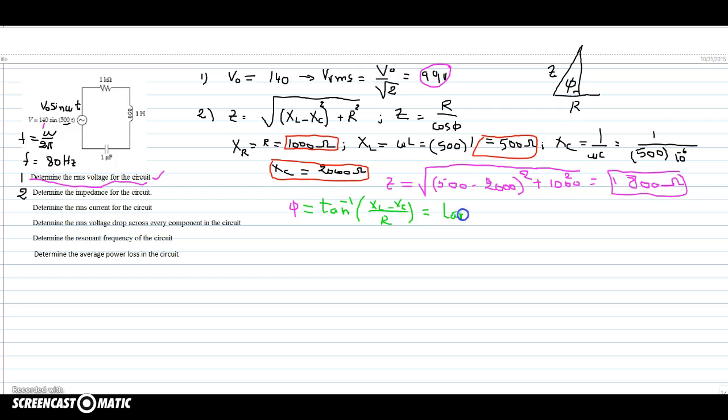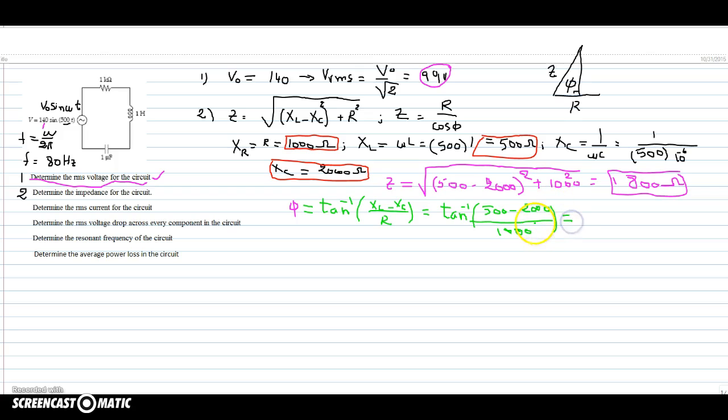I have to rush a little bit because I have only 15 minutes and the system will stop. So XL is, we said it's 500 minus the XC, we said it's 2000 divided by R, which is 1000. Now all done.